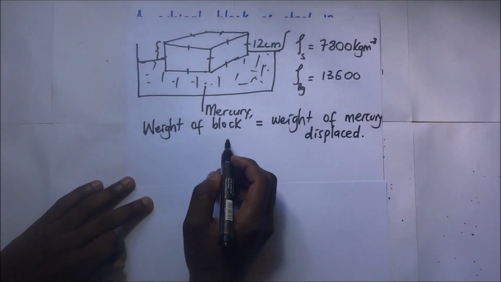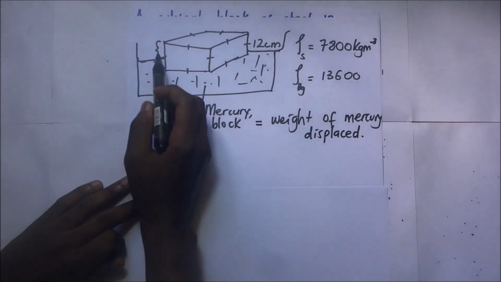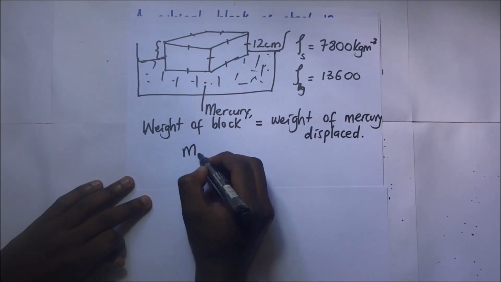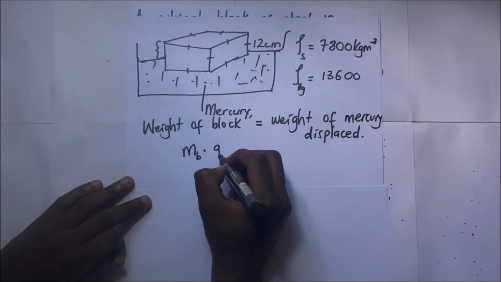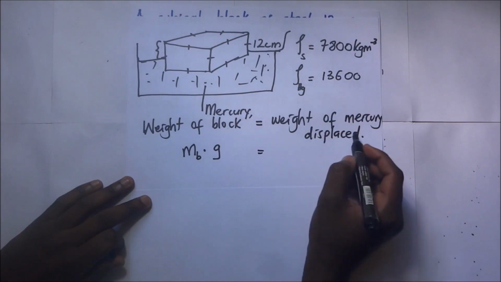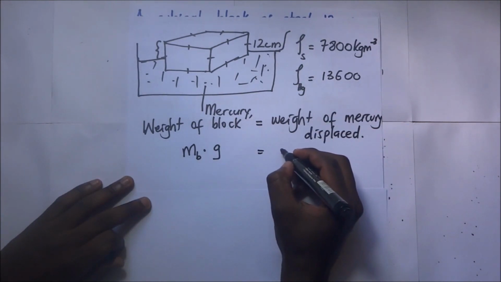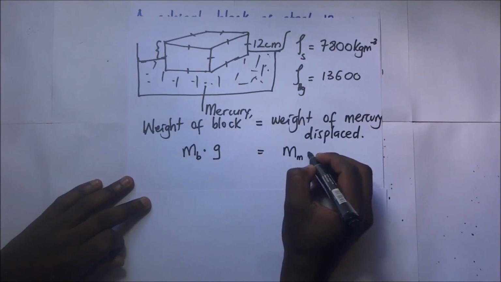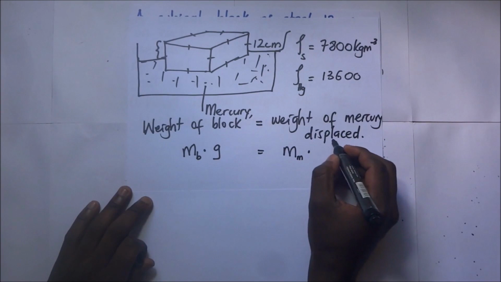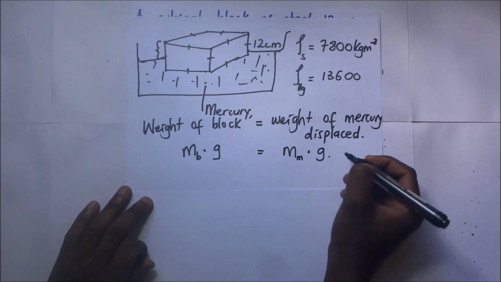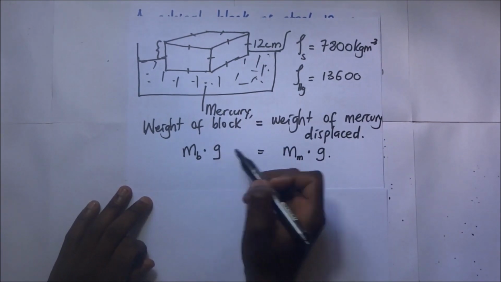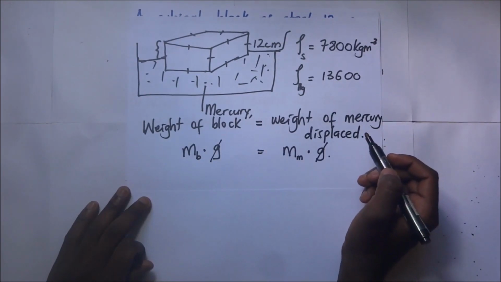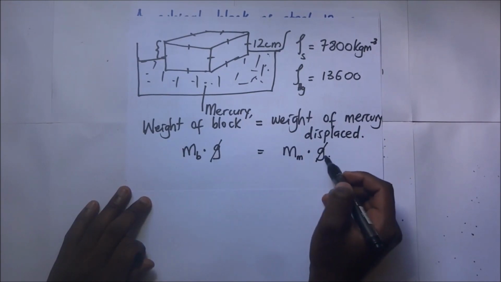So of course the weight of the block is given, what we're looking for here is this height. So definitely the weight of the block here is given by the mass of the block multiplied by gravity, which equals the weight of the mercury displaced, given by the mass of the mercury multiplied by gravity. Of course, we are having gravity here and gravity here. This g and that g can as well cancel out at that stage because it's 9.81, 9.81.